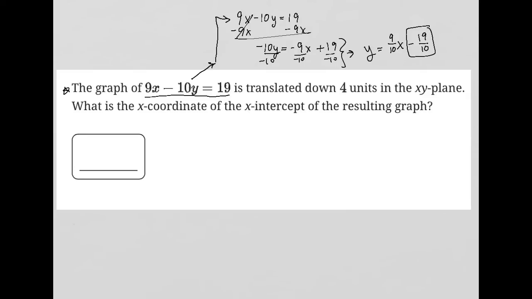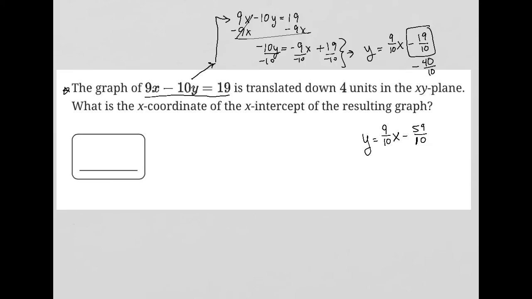So I want to subtract 4 from that, which is the same as subtracting 40/10. Hopefully that makes sense. 40/10 and 4 is the exact same thing. So my new equation will be y equals 9/10 x. Again, when we translate a graph, the slope does not change. Hopefully that makes sense. And then minus 59/10. So that's my graph translated down those 4 units.